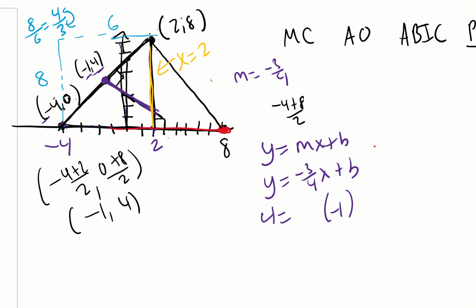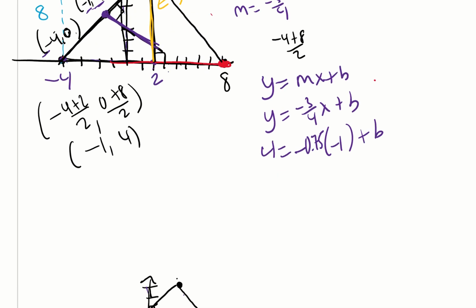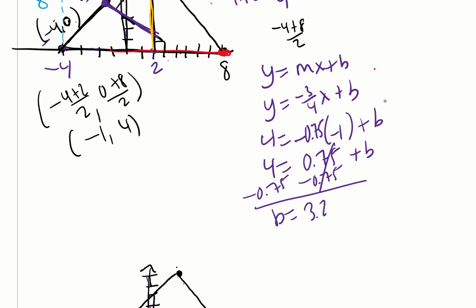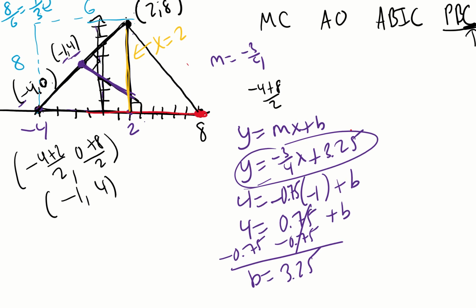Let's write this as a decimal. So -3/4 is -0.75. Now if I multiply these, then I get 4 equals 0.75 plus b. Then I'll subtract this on both sides, so b is 3.25. Then I can replace b with 3.25, and that's my equation of that purple line.